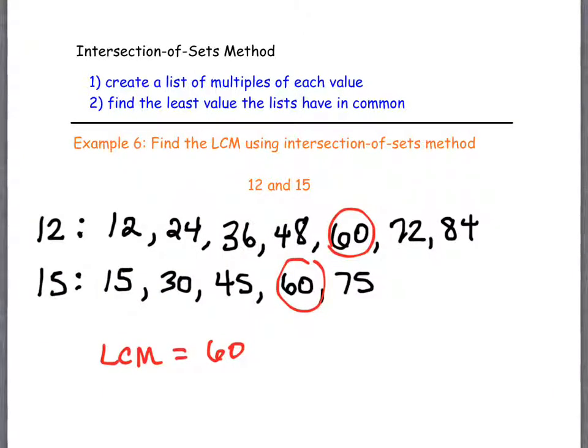Any questions on that method? Okay, so again, that would be okay as long as they fairly quickly have a common multiple. That doesn't always happen, right?